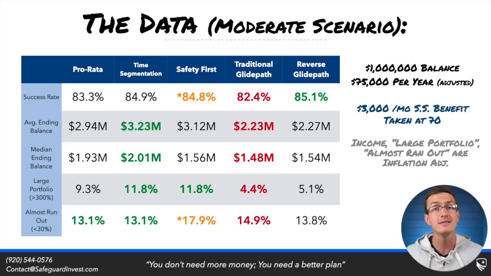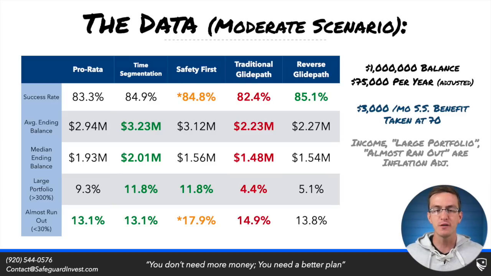Ending portfolio size is of similar importance because the larger the ending portfolio, the more safety you have if you live longer than 30 years. If you care about the next generation and giving to the next generation, ending portfolio matters. And then also if you care about dynamic income, seeing raises in your income throughout your retirement, higher ending portfolios will mean higher spending throughout your retirement in many of these trials. And pretty handily, time segmentation wins out when it comes to ending portfolio balance, with the pro rata method being a close second, followed by the safety first method.